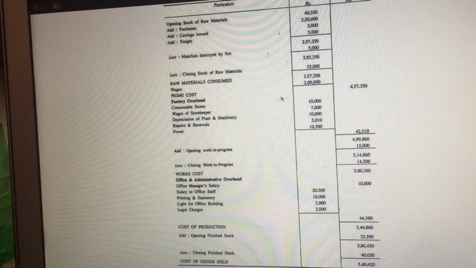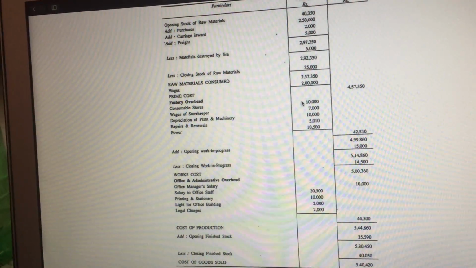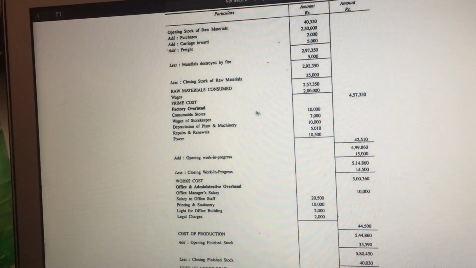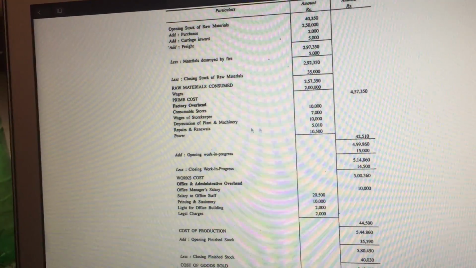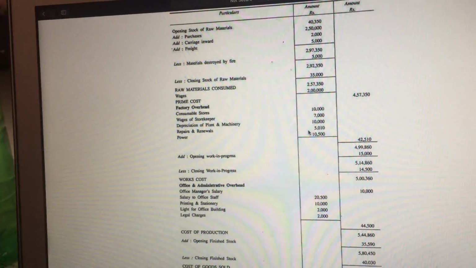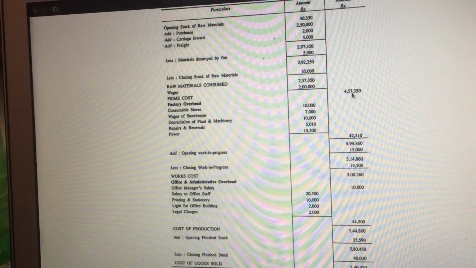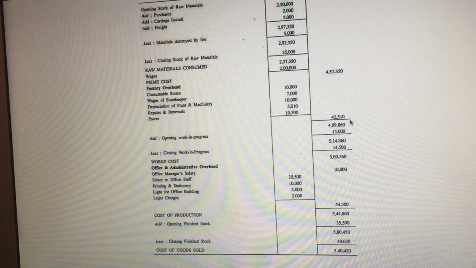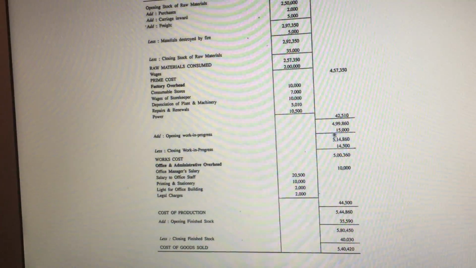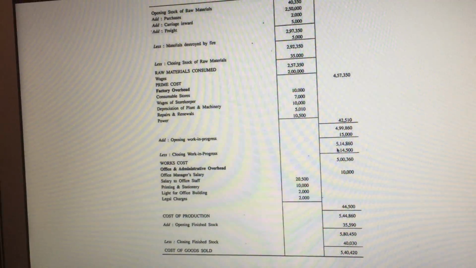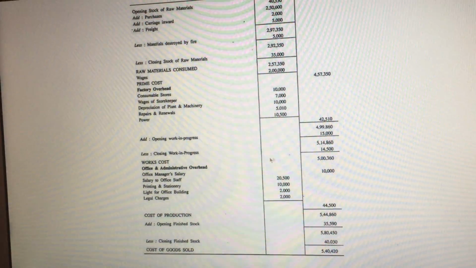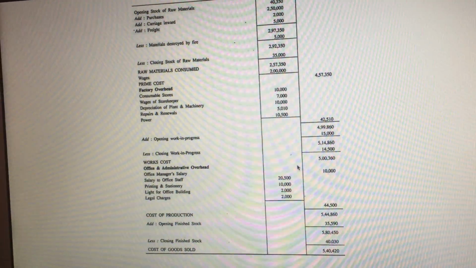Then we have factory overheads. In factory overhead, we have written all the expenses related to the factory, like consumable stores, wages, depreciation, repair, power. We add all these to get the factory expenses. This adds up to 4,99,860. Then we add opening stock of work in progress and subtract closing stock of work in progress to arrive at the work cost. Okay. Similarly, we have done office and administrative overheads.